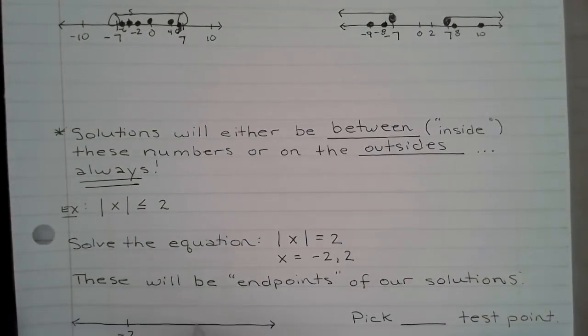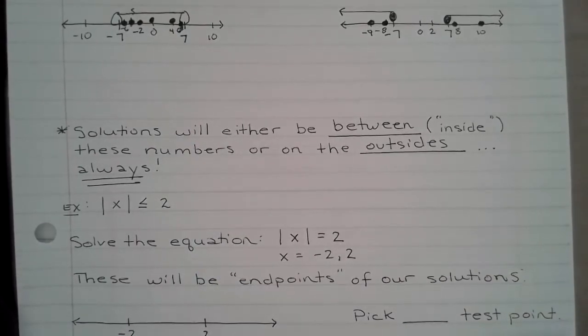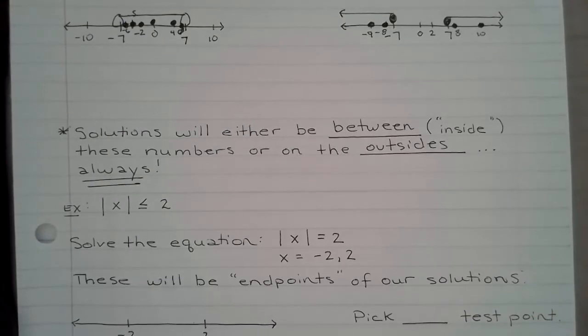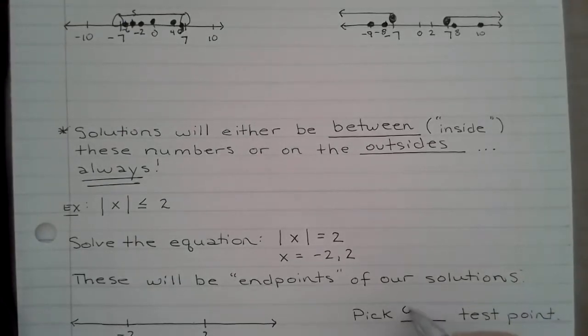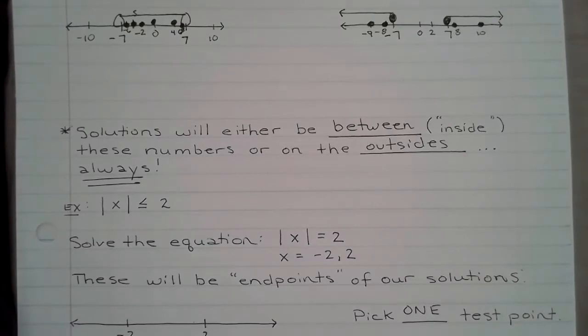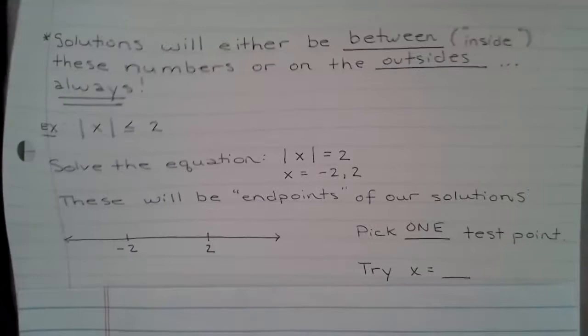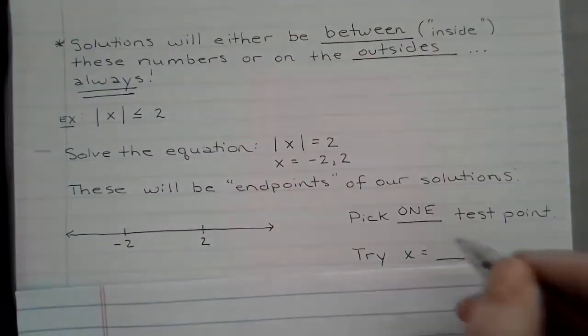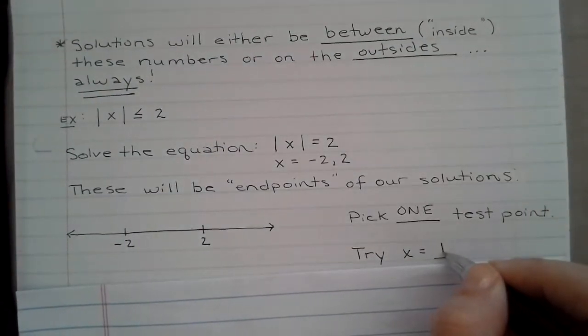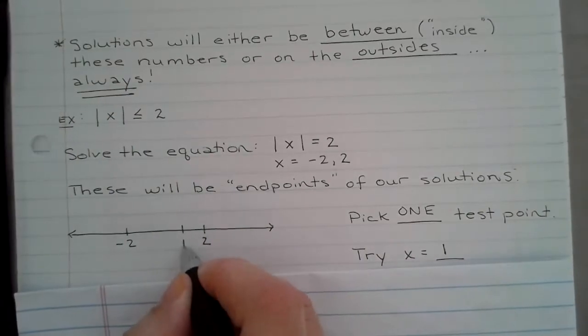Negative 2. And instead of picking a million points to try out like I did on the first example, we are just going to pick one test point. And I don't really care what it is. Why don't we just try x equals 1 just to see how that goes for us. X equals 1, that's right here. Let's plug it in and see.